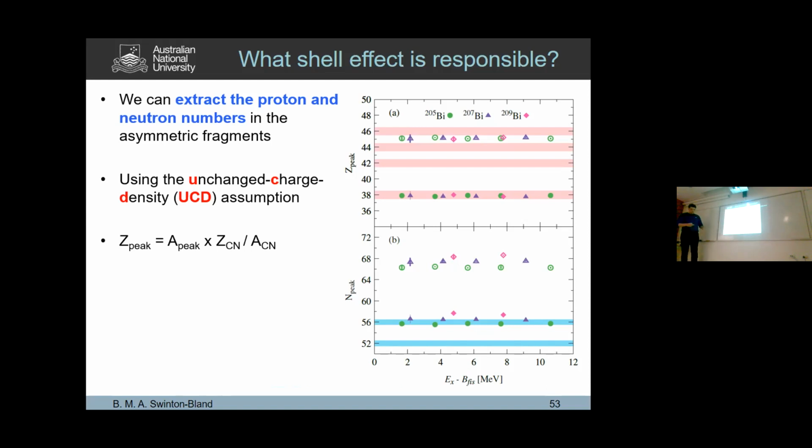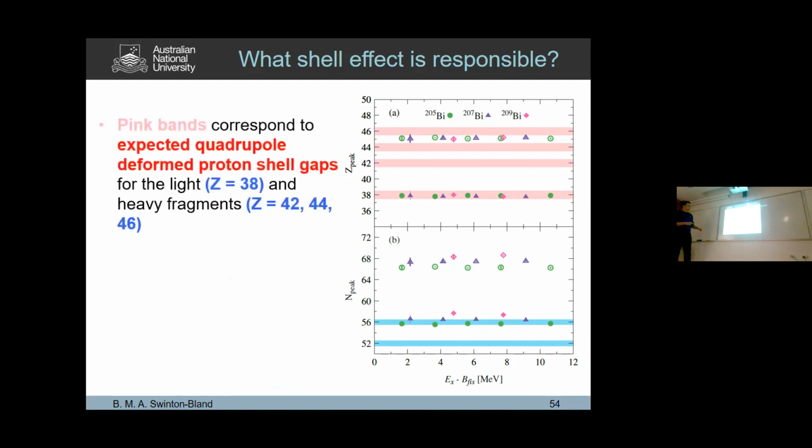Okay, so let's try and explain what this plot is actually showing. We're showing the proton number in the mass asymmetric peak, and the neutron number, against the energy above the barrier. The hollow points are the heavy mass fragment, and the solid points are the light mass fragment. I'm sure most of you are asking, what are the colour bands for? Well, I have a slide ready for that. These pink bands correspond to expected quadrupole deformed shell gaps, both in the light fragment at Z equals 38, and in the heavy fragment, Z equals 42, 44, and 46.